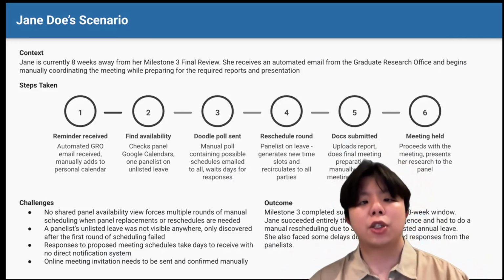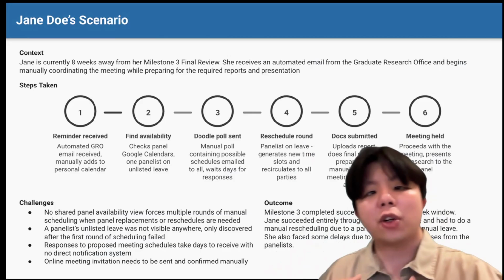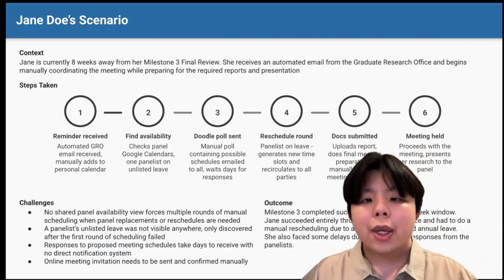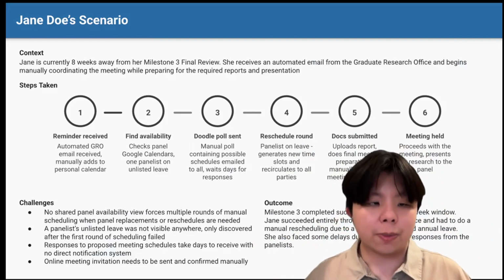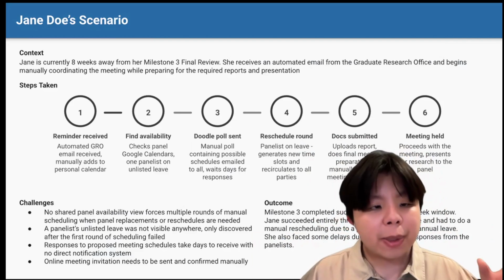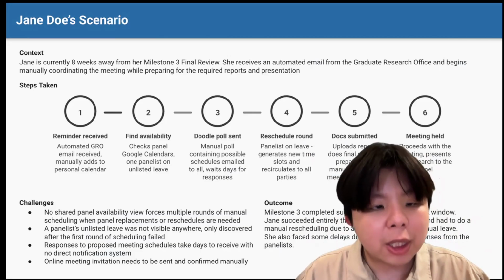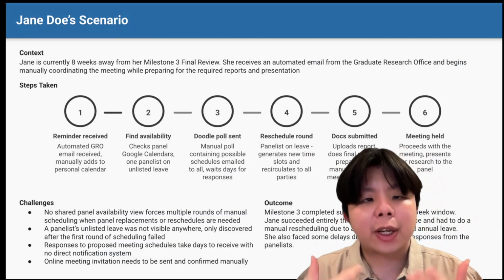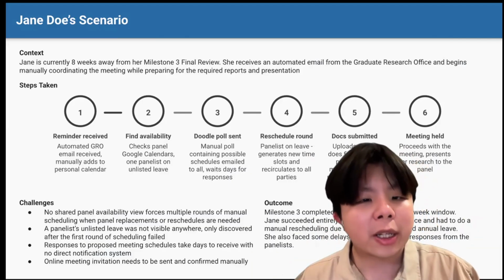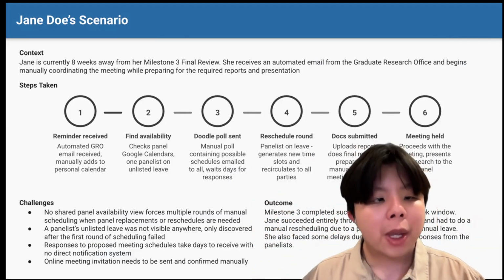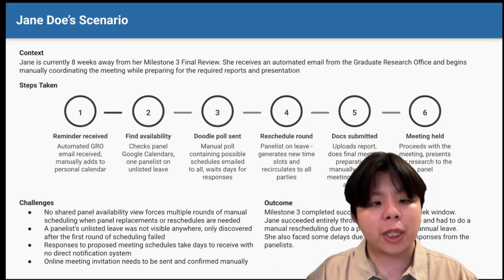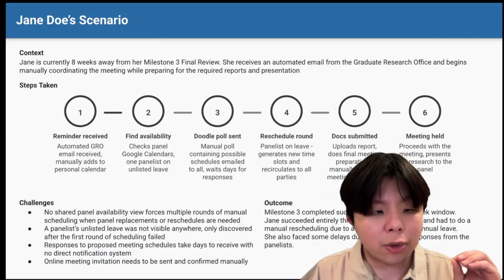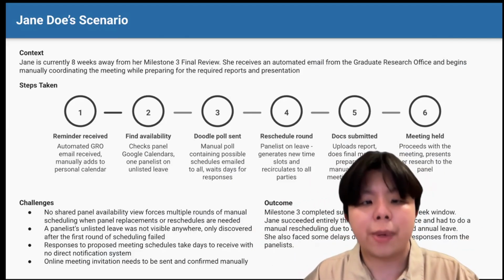The next one is that she has to submit all her documents and reports before the preparations. She has to manually ensure that all meeting invitations are sent. And the final one is the meeting held. And here, the challenges are that she has no shared panel availability. There is no way a panelist's unlisted leave can be detected early, it can only be detected late, which causes the reschedule loop. Responses to proposed meeting schedules take days to receive with no direct notification system. And also, online meeting invitations need to be sent and controlled manually.